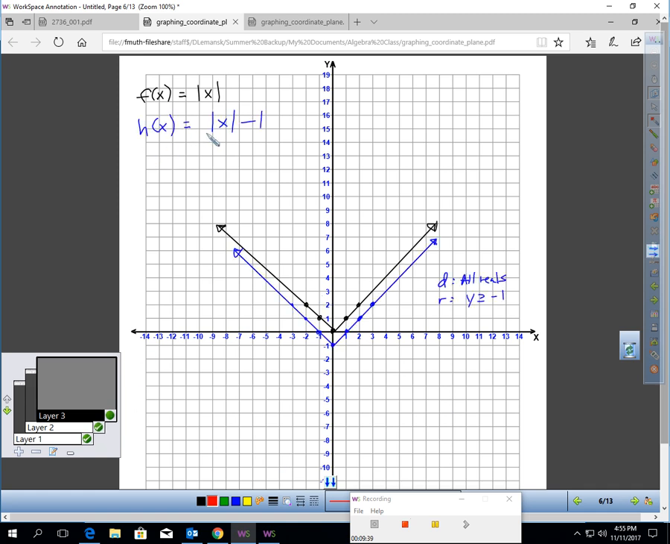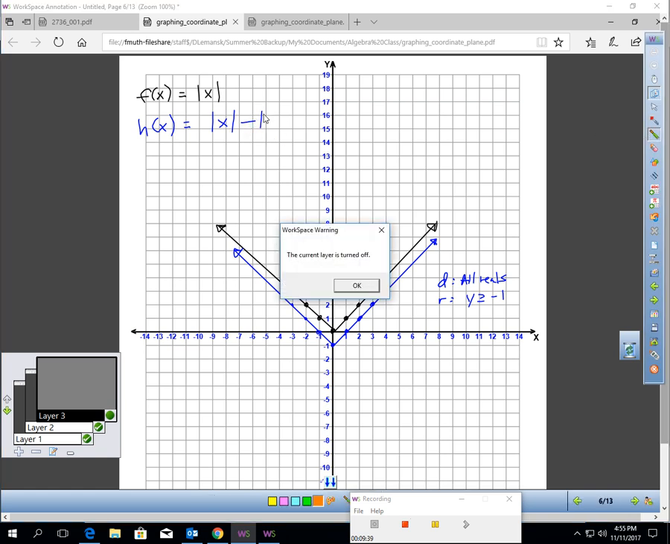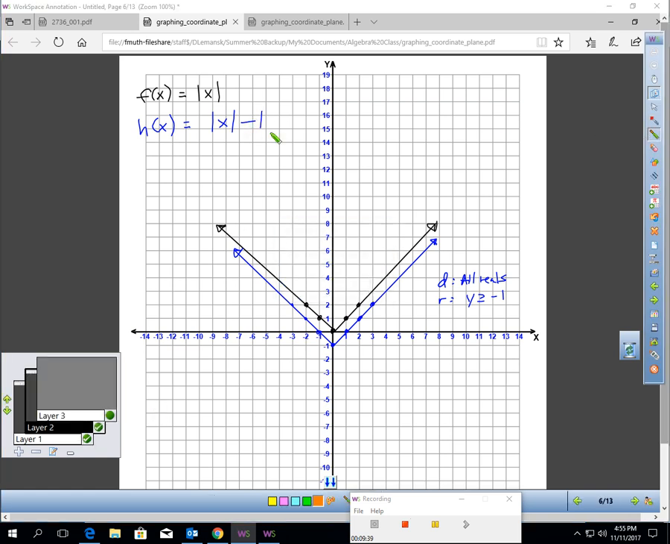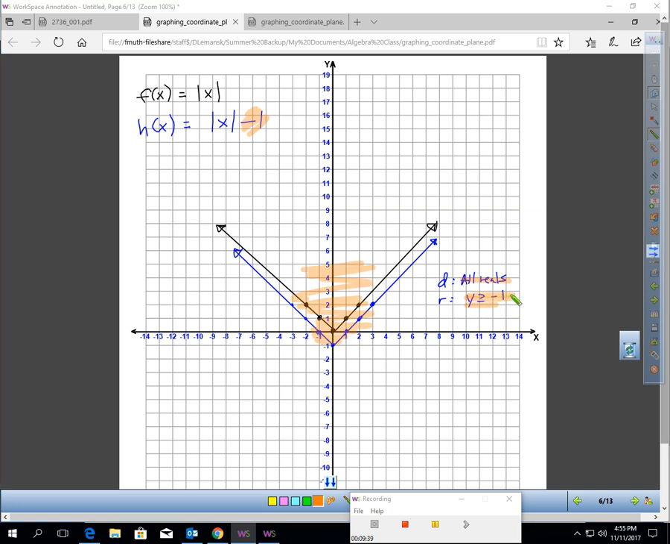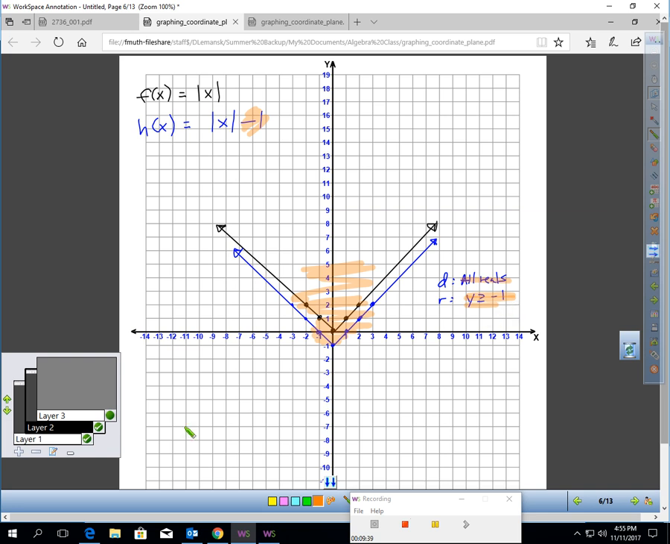Now, let's look at h of x equals absolute value x minus 1. That minus 1 is telling me move the graph down 1. So you notice how I just shifted the graph down 1 and I did it in blue. The domain, x can be anything, it's all reals, but my range, do you notice how my graph is from negative 1 and up? I'm kind of highlighting it here. So my range would be y greater than or equal to negative 1.